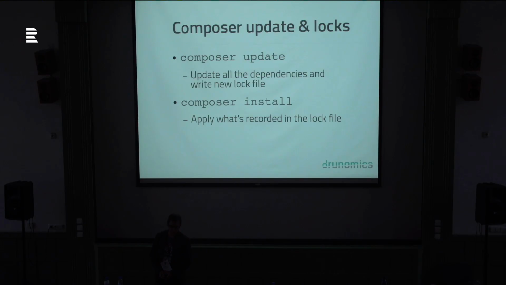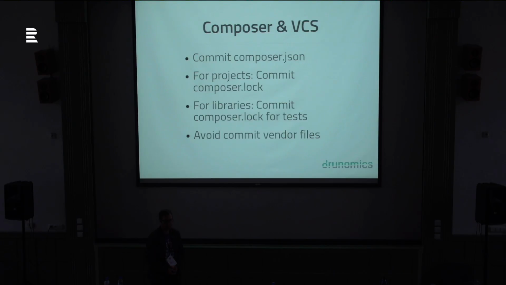When you're using Composer in your repository, you would commit composer.json, and in a project you would also commit, of course, the lock file, so you record the exact versions that are used. For libraries, the lock file usually wouldn't be required, but it's usually also a good thing to commit it just for running your tests, so you can make sure that the tests are run with those exact versions. And in general, it's suggested that you avoid committing the vendor files.